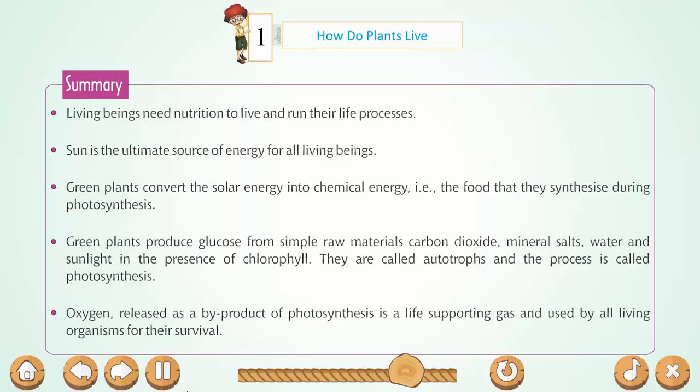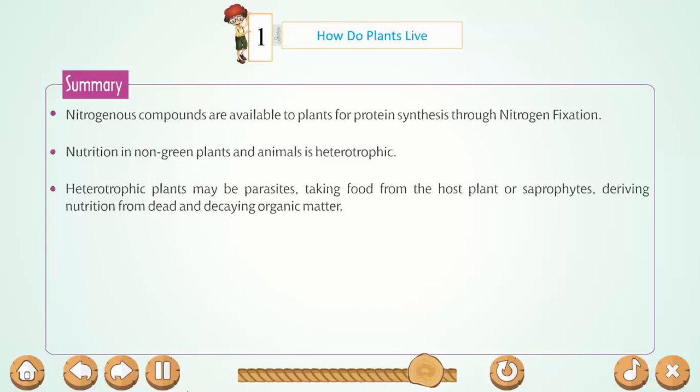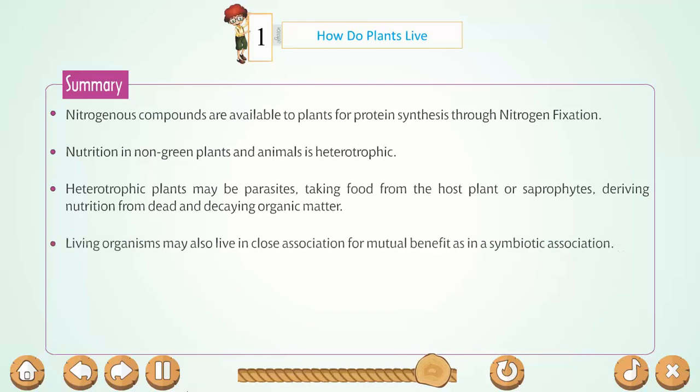Oxygen released as a byproduct of photosynthesis is a life-supporting gas and is used by all living organisms for their survival. Nitrogenous compounds are available to plants for protein synthesis through nitrogen fixation. Nutrition in non-green plants and animals is heterotrophic. Heterotrophic plants may be parasites, taking food from the host plant, or saprotrophs, deriving nutrition from dead and decaying organic matter. Living organisms may also live in close association for mutual benefit, as in symbiotic association.